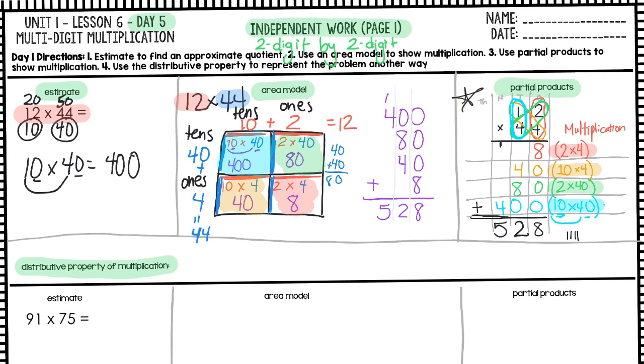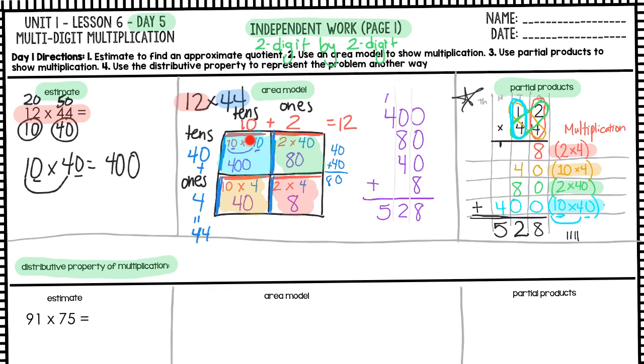Good job, guys. I just love how colorful this is. Lastly, we're going to talk about the distributive property of multiplication. So I intentionally color-coded this as we were going through so that you could see where each of the parts in the partial products came from in the area model. And in doing so, we highlighted 2 times 4, which is right here, 10 times 4, which is right here, 20 times 40, which is right here, 10 times 40, which is right here. That right there is the distributive property.